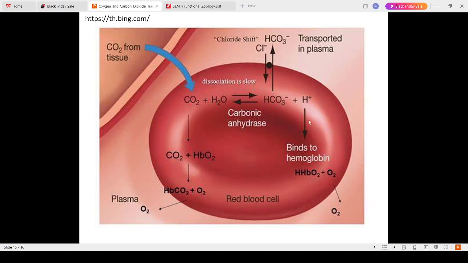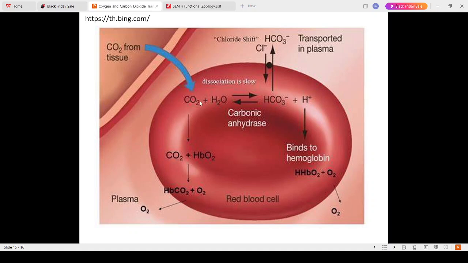Then what happens? This hydrogen ion will be binding with hemoglobin, and it is forming another product, and that hemoglobin can also be released, and as a result oxygen can combine with that. When one more oxygen molecule is combining with that, it will be expelled as oxygen. So this is what is happening to it.